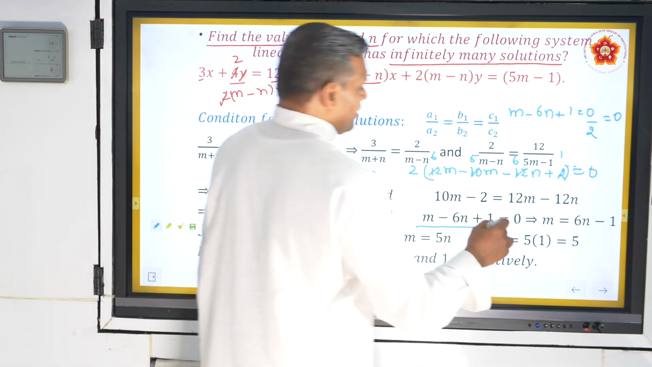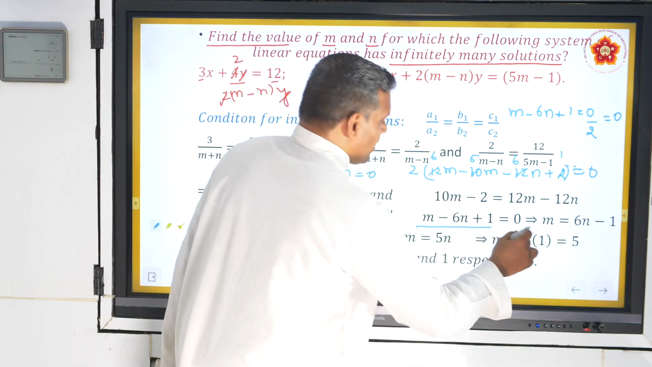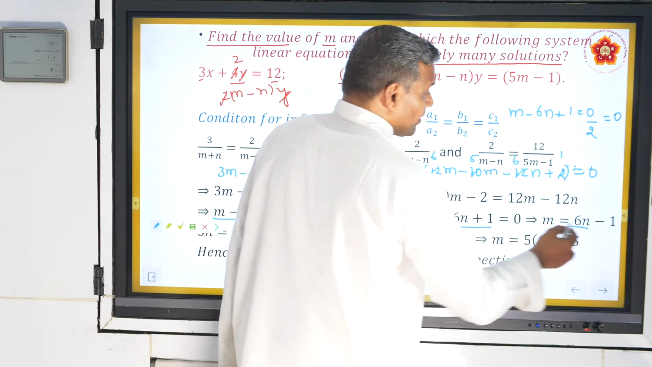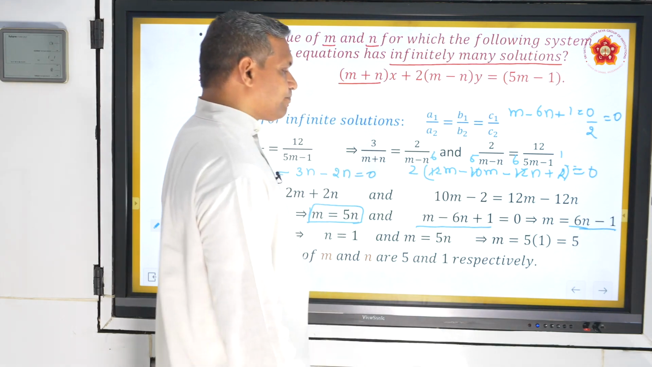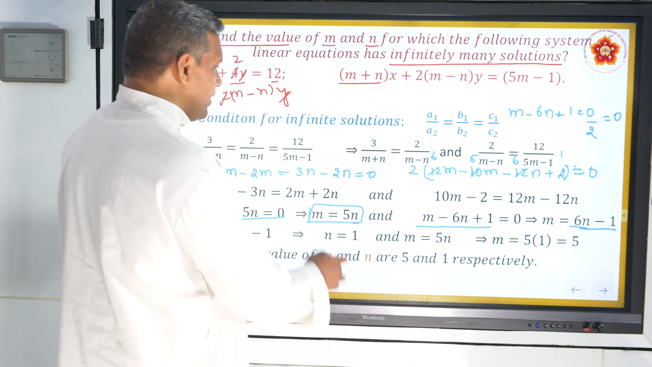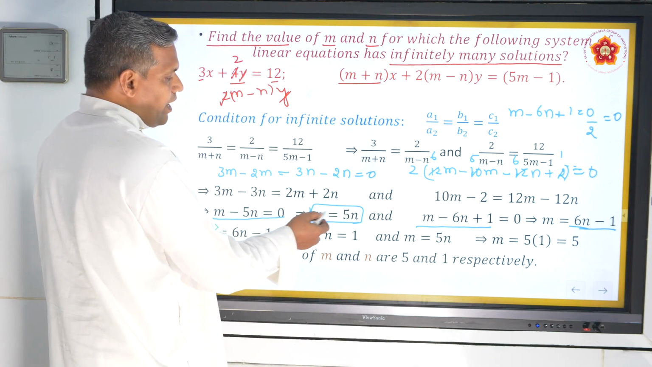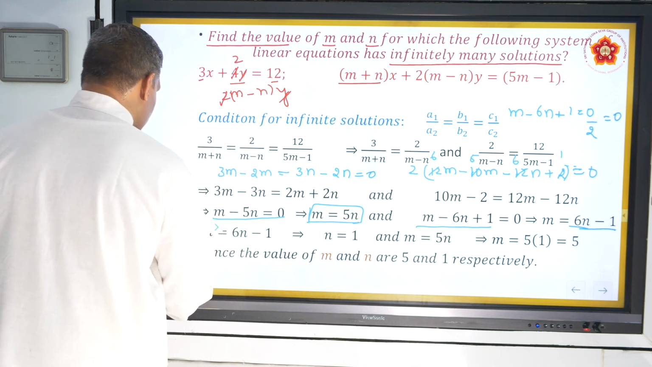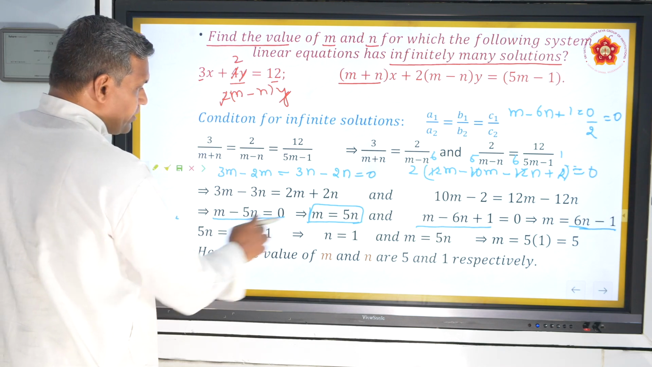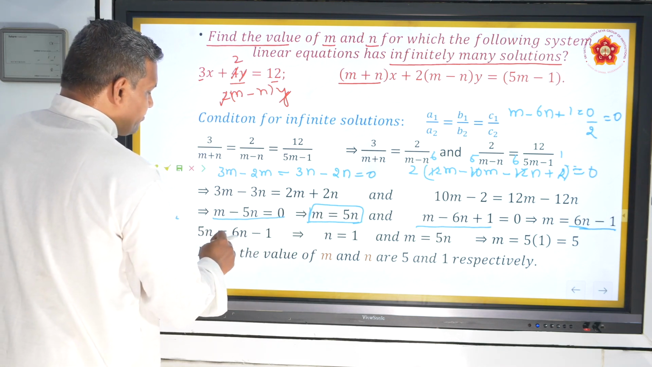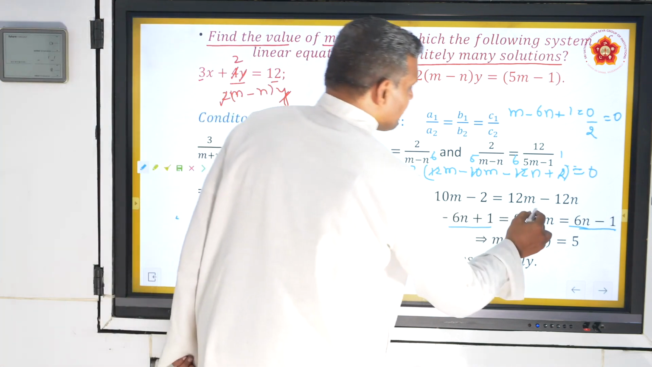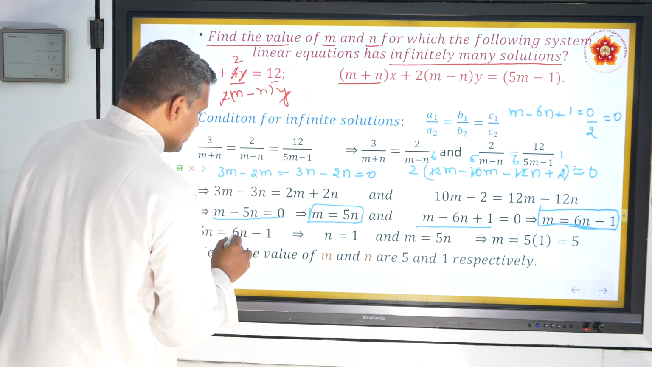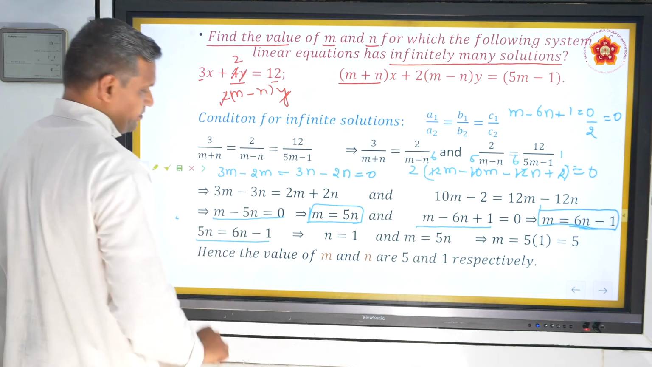Now I want to find the value of m. So m is equal to, transposing minus 6n becomes plus 6n, and plus 1 becomes minus 1. So I get this equation. Now if you compare, I got the m value, and in terms of n, m is equal to 5n. So now I will check. 5n is equal to m, but what is the m value I got here? m is equal to 6n minus 1.